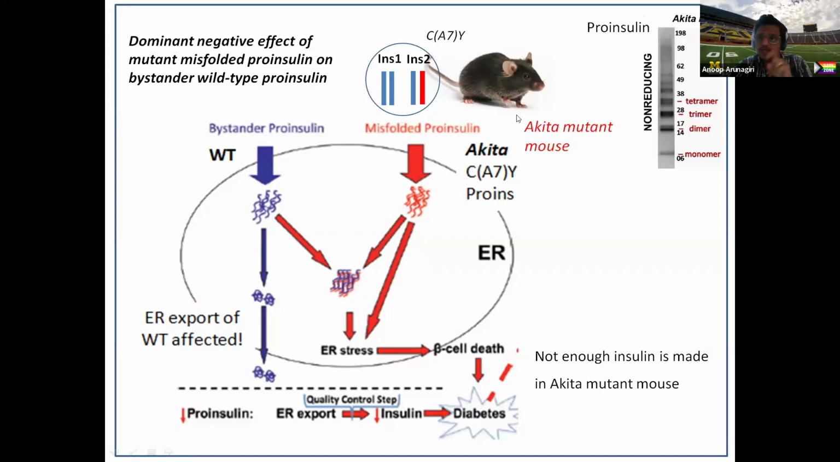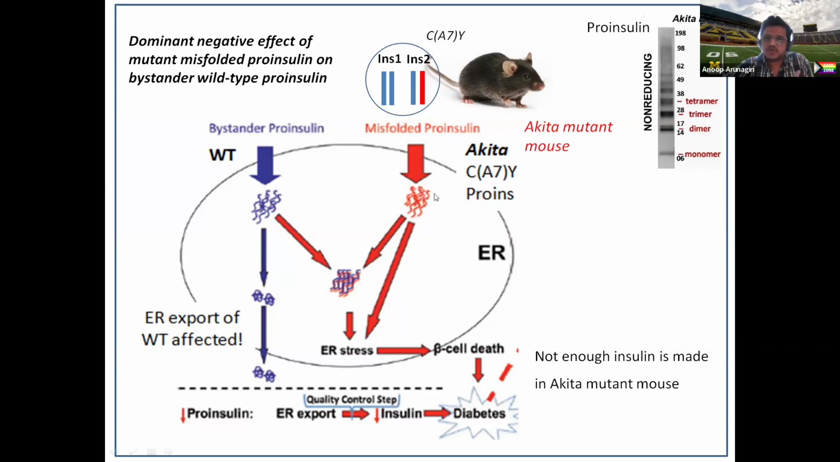So, human has only one insulin gene. Mouse have two. Mice have two insulins, Insulin 1 and Insulin 2. Of the 4 insulin alleles that are available in Akita, there is only one allele, on the INS2 gene, that carries the mutation. The remaining alleles are totally fine. So the good alleles will make good proinsulin. The bad one will make misfolded proinsulin.